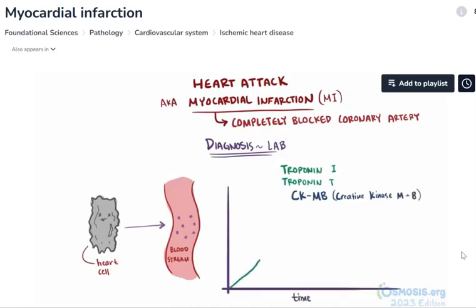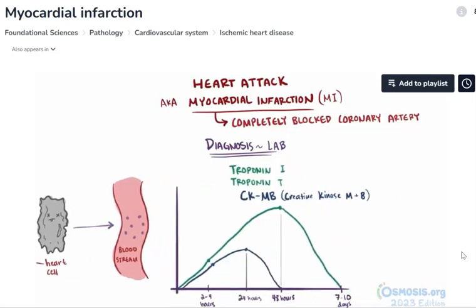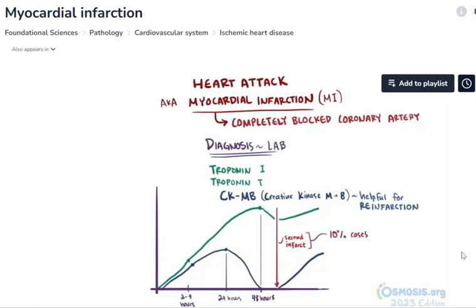Both troponin I and T levels can be elevated in the blood within 2 to 4 hours after infarction, and usually peak around 48 hours, but stay elevated for 7 to 10 days. CKMB starts to rise 2 to 4 hours after infarction, peaks around 24 hours, and returns to normal after 48 hours. Since CKMB returns to normal more quickly, it can be useful to diagnose reinfarction, a second infarction that happens after 48 hours, but before troponin levels go back to normal. A second heart attack happens following 10% of MIs.